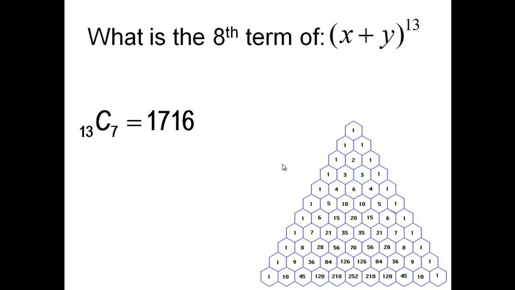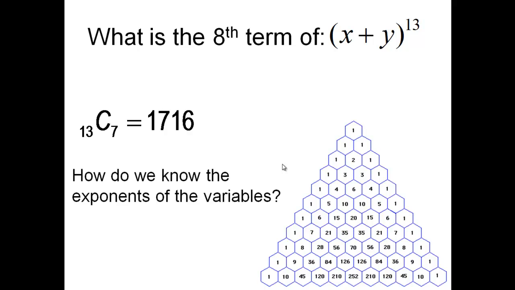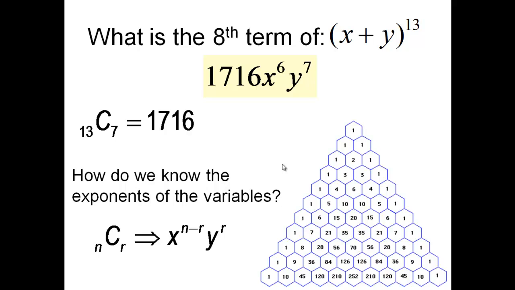Now, we got our coefficient, we need to figure out our x and y terms. Remember, how do we find the exponents of the variables? Well, we know that the y term is going to be the same as the r, so that's going to be the 7th. And since we know that our n minus r and r have to sum up to n, that means that our x variable would have to be the 6th power. So here's what we were just saying here. It's going to be x to the n minus r power times y to the r power, giving us an answer of 1,716 x to the 6th y to the 7th.